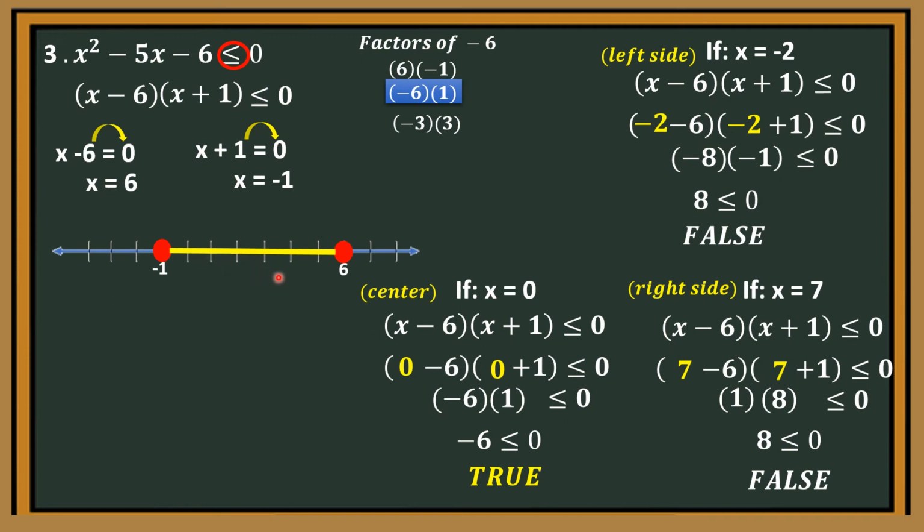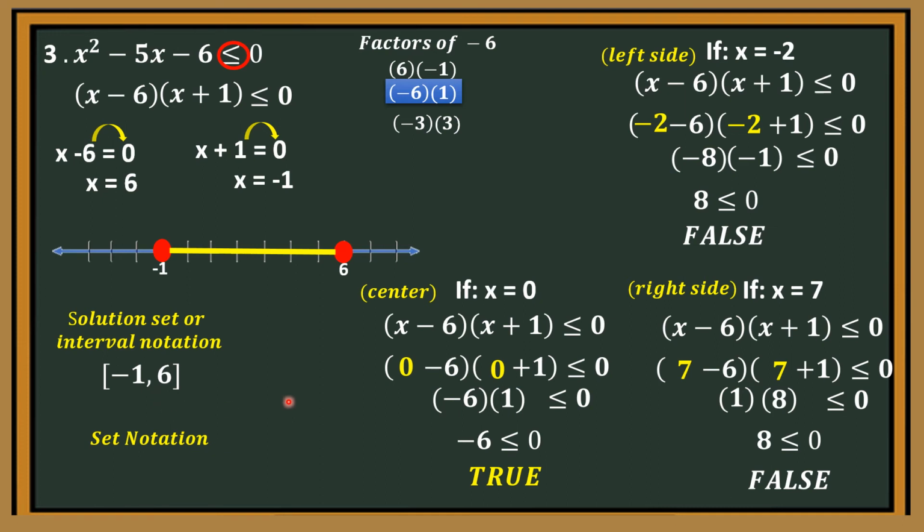Nasa center ang solutions. So, this time, kunin naman natin ang solution set or interval notation. So, sa interval notation, consider natin ang dot. So, since ito ay solid, therefore, ang gagamitin natin ay bracket. So, that is from negative 1 to positive 6.